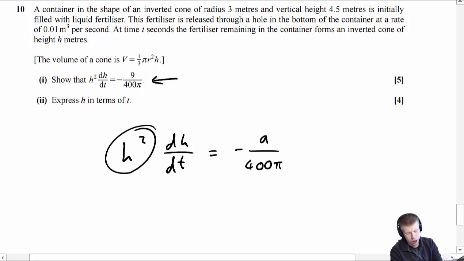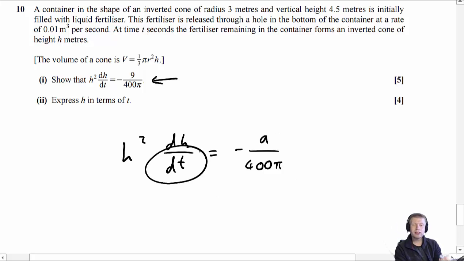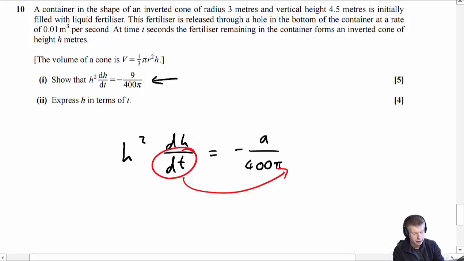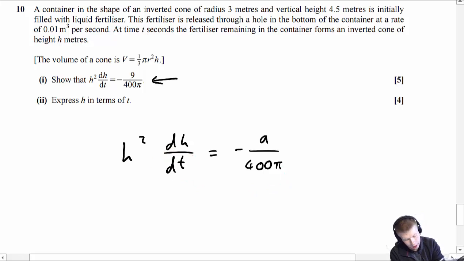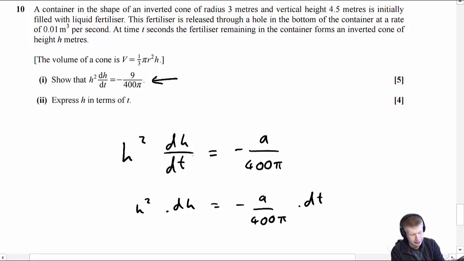Well, at the moment, I've got an h here and I've got a dh here. So those are together, that's fine. On the right-hand side, I've got nothing involving h, so happy days. But unfortunately, on the left-hand side, I've still got something involving t. So I want to try and remove that. What I'm going to do is treat this as a fraction and multiply through by dt. So I'm going to put the dt up here. So I've got h squared times dh is equal to negative 9 over 400 pi, remember, that's just a number, times dt.